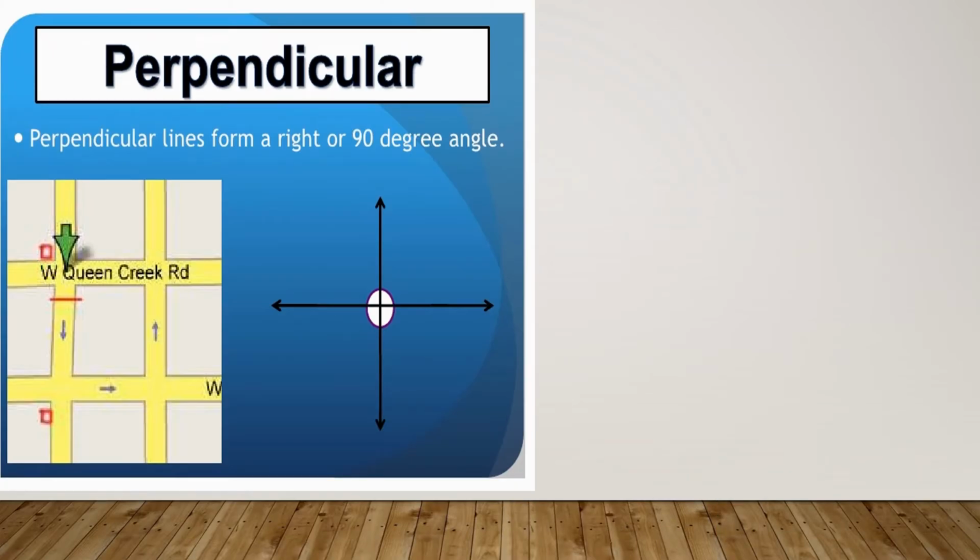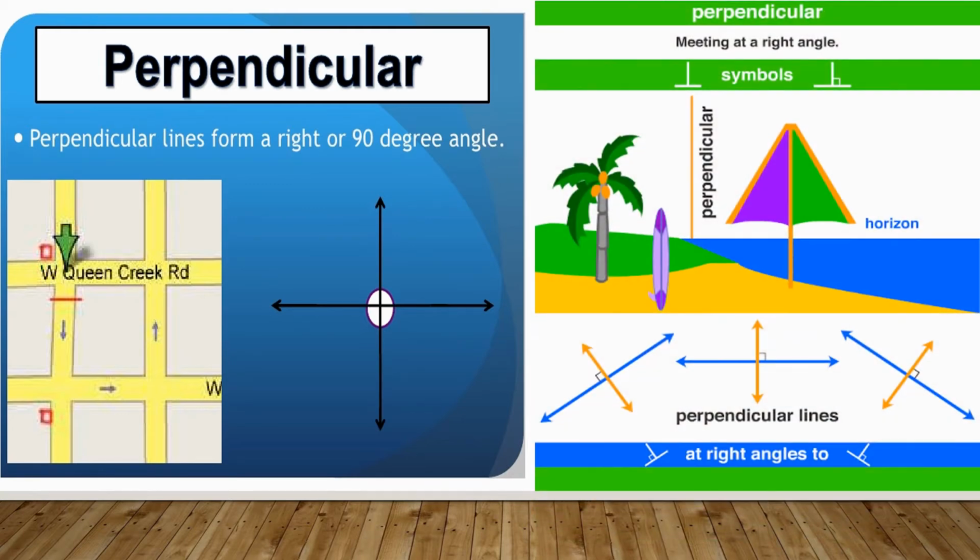Perpendicular lines form a 90 degree angle. There is an example of Queen Creek Road. As you can see, the perpendicular lines. Perpendicular lines on the sea shore. We find or we experience the perpendicular lines meeting at right angle. There are some examples given below.